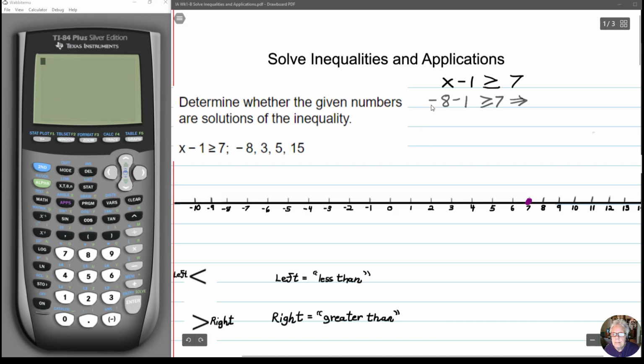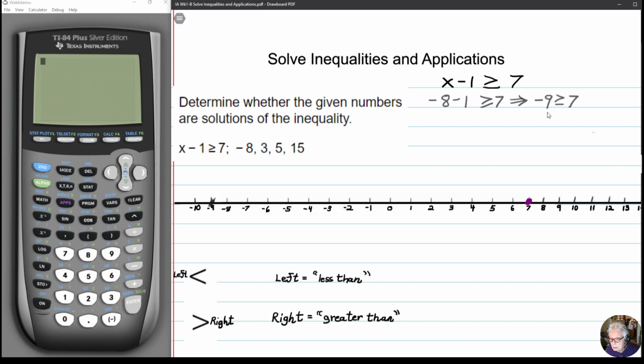So I already started. Negative 8, the first number there: negative 8 minus 1 is greater than or equal to 7. Well, negative 8 minus 1 is negative 9. So let's see, negative 9 is greater than or equal to 7. Is that true? No, it's absolutely false. All negative numbers, here's negative 9 down here, there's no way that's greater than 7.